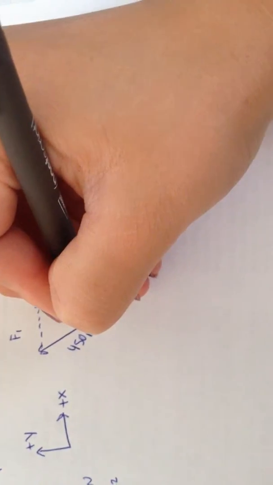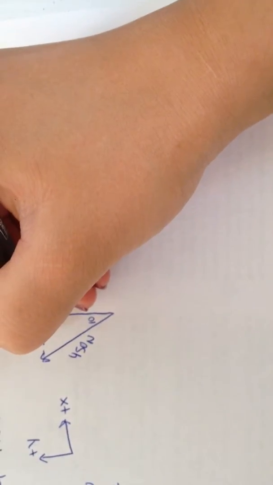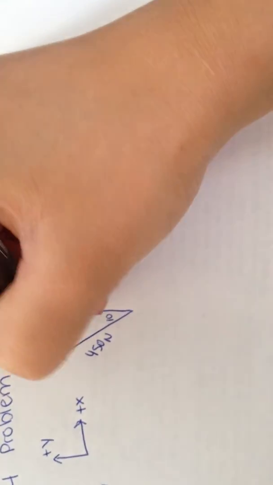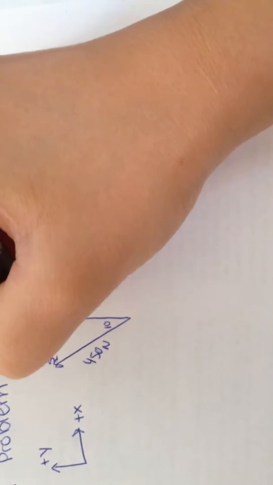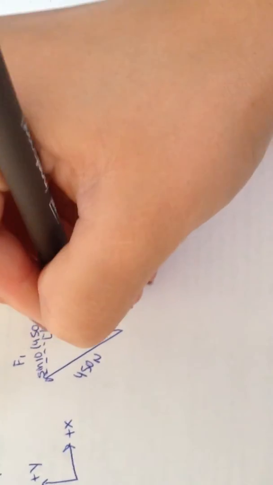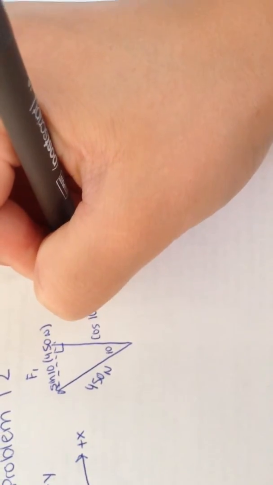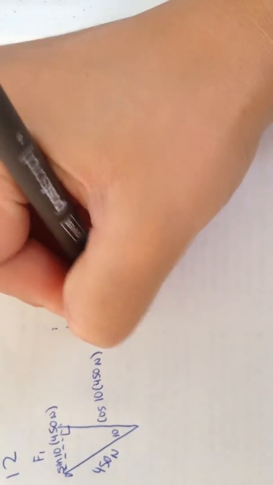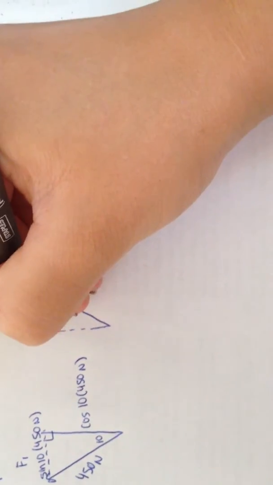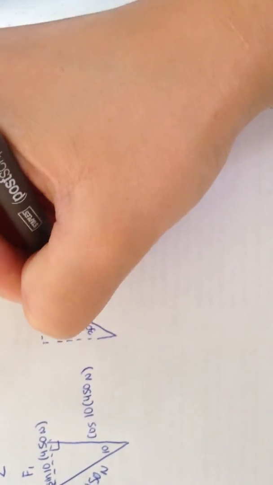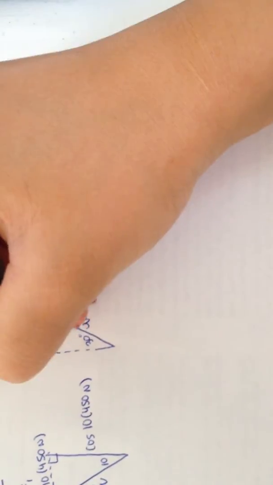So then, since you know that this is a right angle, you know that across from it is the sine of 10 degrees times 450 newtons, and then you know right here's cosine 10 times 450. And then your second triangle, you know that this is 30 degrees and this is 400 newtons, so then you know sine of 30 times 400 gives you that side.